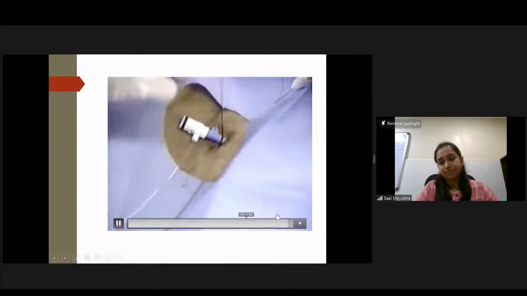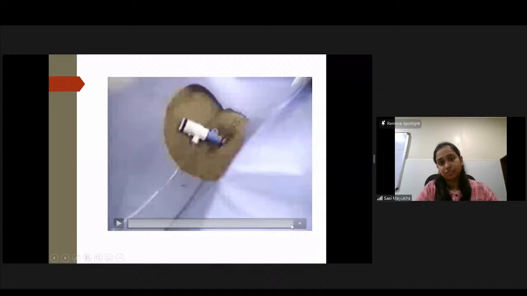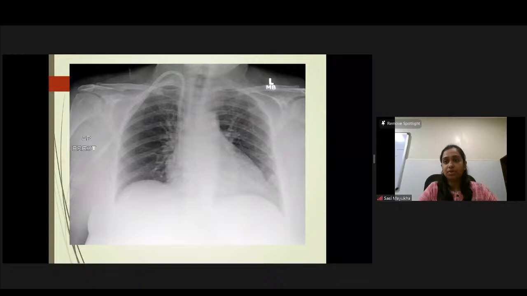Sterile. So once you have placed the internal jugular catheter or central line or a dialysis catheter, we have to take an X-ray to confirm the position of the catheter. So here you can see the catheter sitting right at the junction of the SVC and RA.